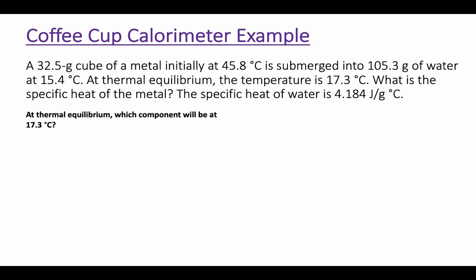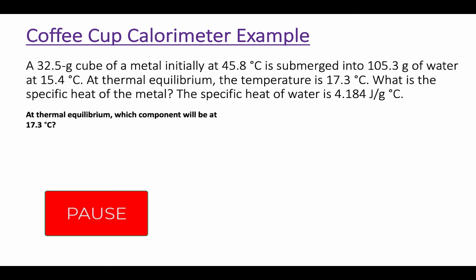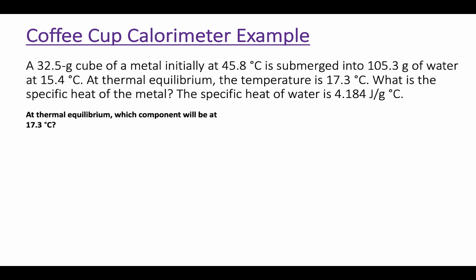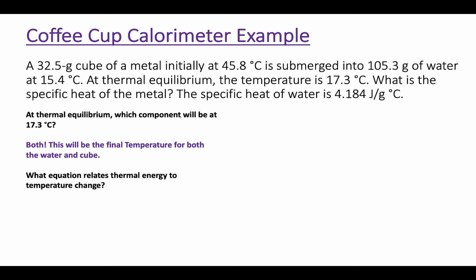And hopefully this is one that you've made your way towards as well, but if not, maybe pause, think about it for just a second. All right, so thermal equilibrium, we get to 17.3 degrees Celsius. And the answer here is this is the temperature for both, right? The cube started at 45.8 degrees Celsius, and in the end, they're all 17.3 degrees Celsius. So it dropped about 30-ish degrees, while the water increased about 2 degrees, right? So this, importantly, is the final temperature for both the water and the cube.